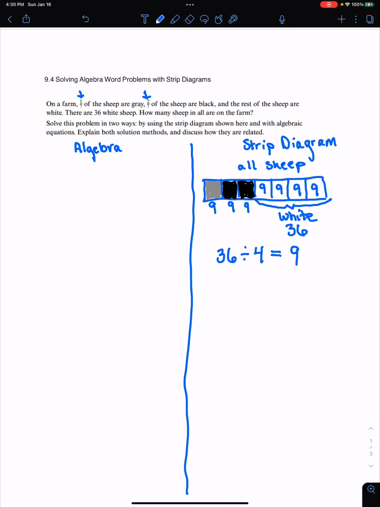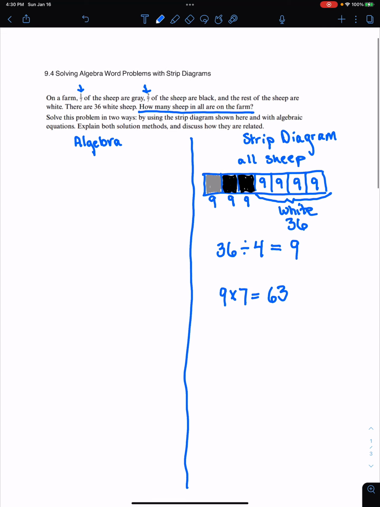Okay, so we want to know how many sheep in all on the farm. If there are 9 sheep in each one of our pieces and we have 7 pieces, that looks like there are 63 sheep in total on the farm. Now, let's see how that relates to algebra.